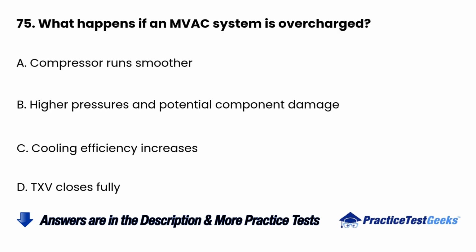75. What happens if an MVAC system is overcharged? A. Compressor runs smoother. B. Higher pressures and potential component damage. C. Cooling efficiency increases. D. TXV closes fully.